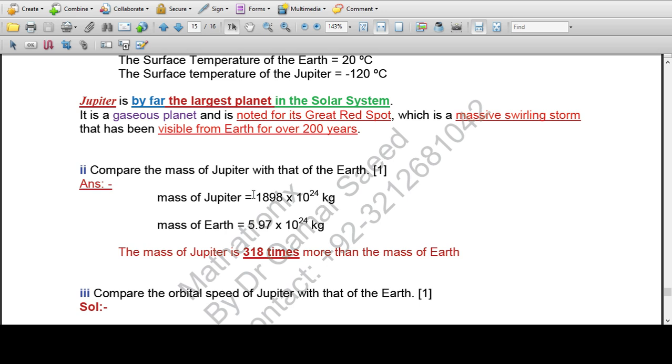This ratio is 318 times more than the mass of Earth. So the mass of Jupiter is more than 300 times the mass of the Earth, which is very, very high.